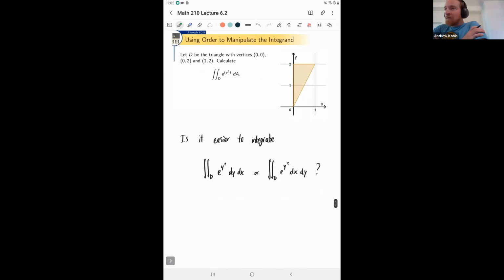Before even trying to write down an iterated integral, I want you to think about the following question. Is it easier to integrate this function over the region D with respect to y first, where I put dy on the inside, or with respect to x first, where I put a dx on the inside? Pause the video and see if you can identify an answer to this question before we proceed.